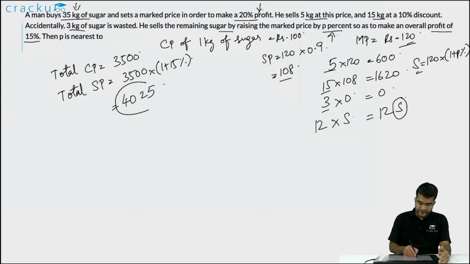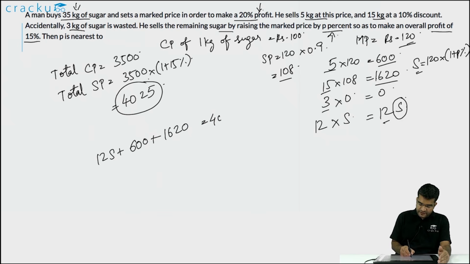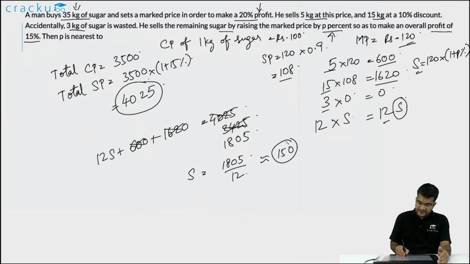So 4025 is equal to 600 plus 1620 plus 12S, or 12S plus 600 plus 1620 is equal to 4025. You can cancel 600 and this becomes equal to 3425. Then you can cancel 1620 and this becomes equal to 1805, or the value of S is equal to 1805 divided by 12, which is very close to 150 rupees. So the selling price of the remaining sugar is 150 rupees.